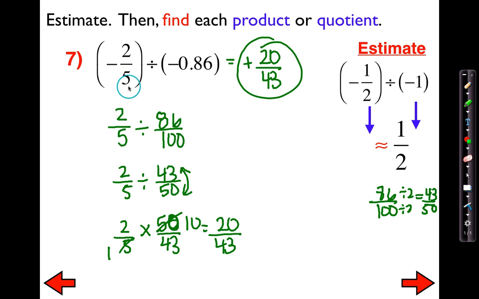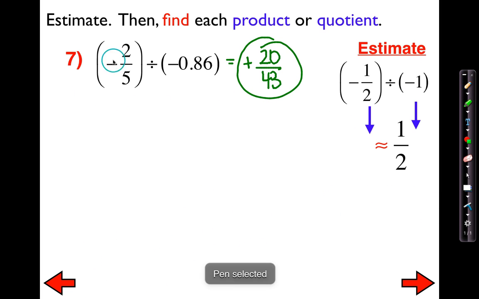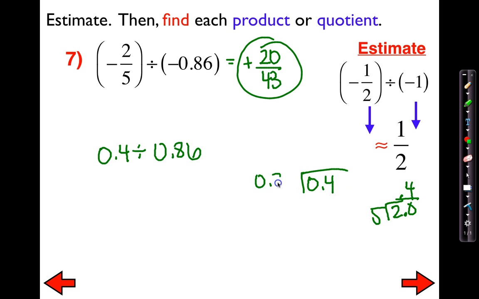Now, for this one, would it be possible to just divide and turn this into a decimal? The answer is absolutely. Now, if you actually do the math, let me show you real quick what that's going to look like. I would have to turn 2/5 into a decimal. 2 divided by 5 goes in 4/10 times. So we have 4/10 divided by 86/100. Notice I'm leaving off the signs because, again, I already took care of it. I'm going to do some side work. I'm going to say 4/10 divided by 86/100. I move my decimal over 2 places. And I'm going to start dividing.